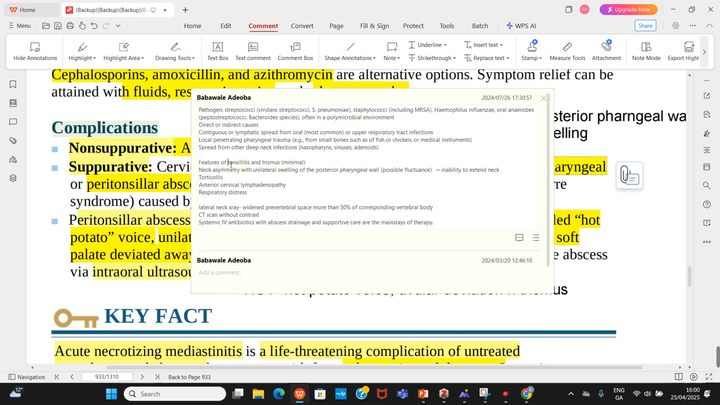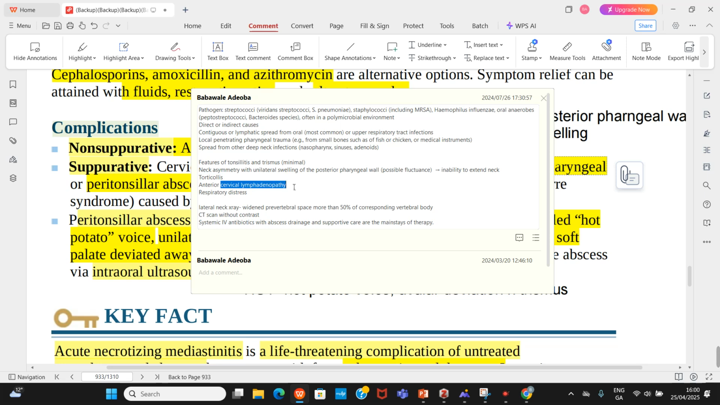So features of tonsillitis, like sore throat, we have said, trismus, they cannot open their mouth. There's going to be neck asymmetry because there's a part of the neck where the abscess is located. So that area is going to appear thicker. Lateral swelling of the posterior pharyngeal wall, because it is at the back of the pharynx. The neck is going to be deviated to one angle, torticollis. There's going to be cervical lymphadenopathy, very, very important.